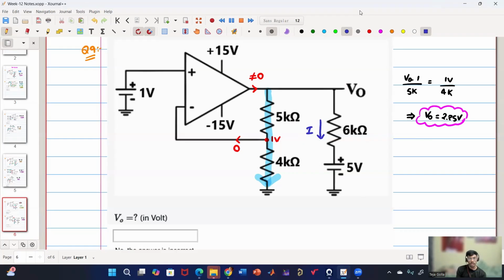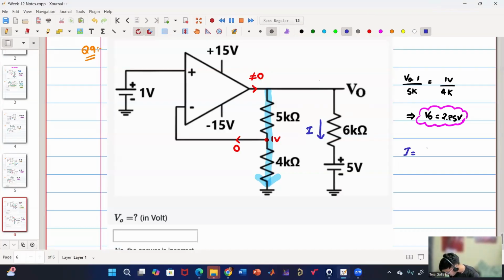Current through 6 kilo. Anyone? Minus 0.46 milliampere. Okay, minus 0.46. Parvatam says 0.48. Okay, let us quickly cross check. I have not solved it, so I am solving.